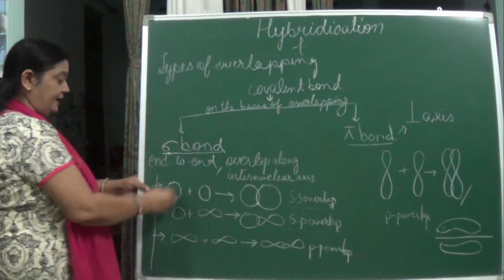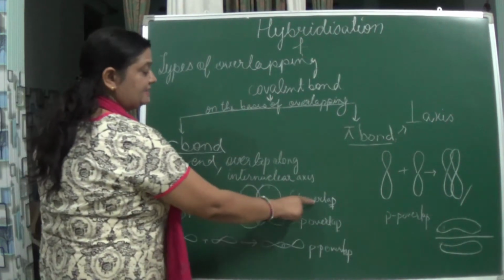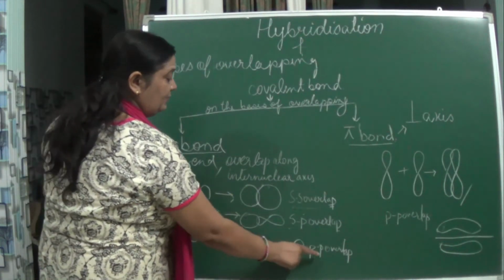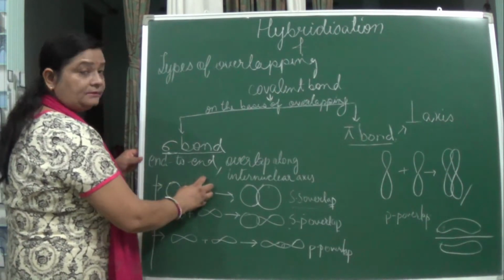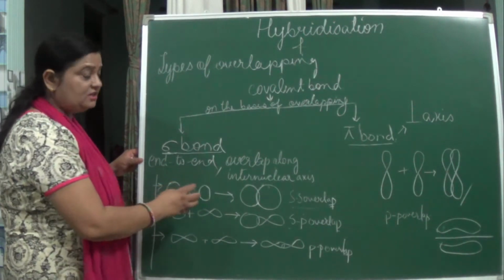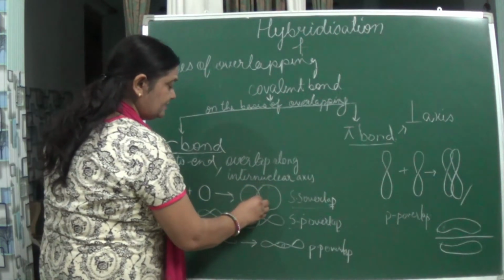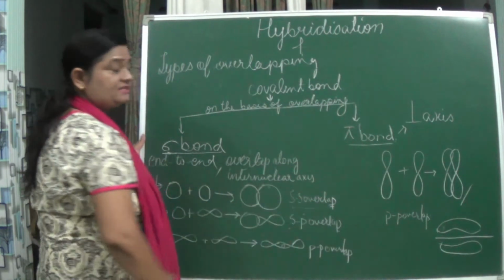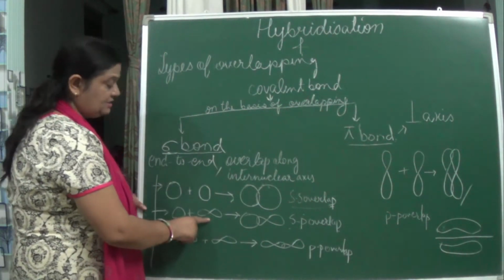So let's see three types you can see in this sigma bond overlapping here: SS overlap, SP overlap and PP overlap. How does it come? See here, this is S orbital. S is spherical in shape. When overlapping takes place around the internuclear axis, it is known as SS overlap. When S is there and P has got dumbbell shape, isn't it?